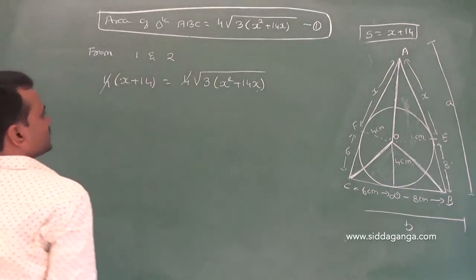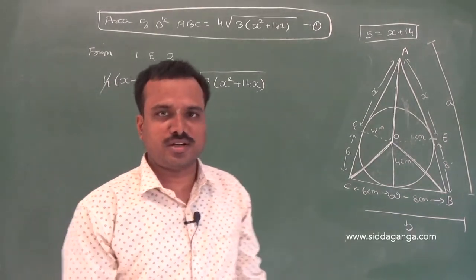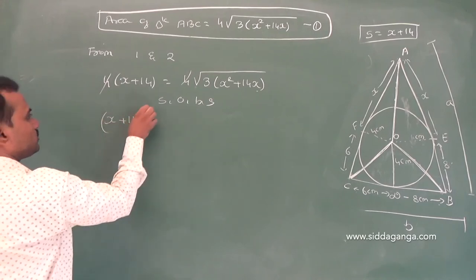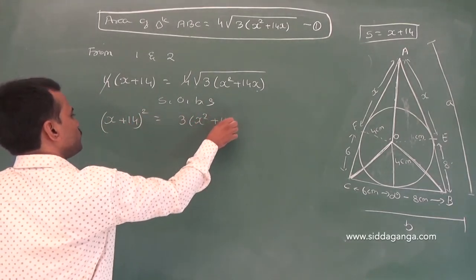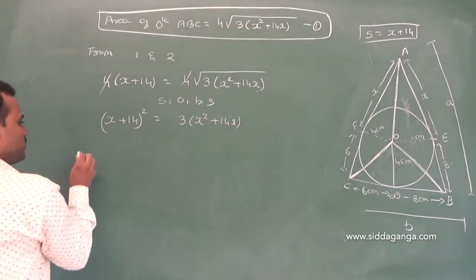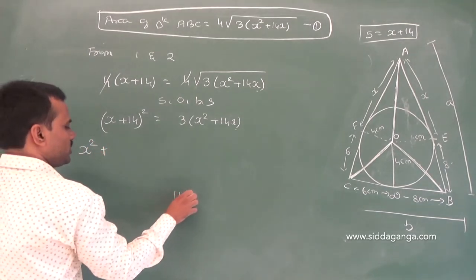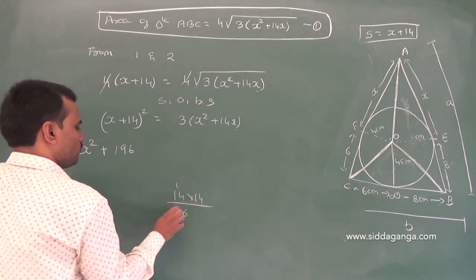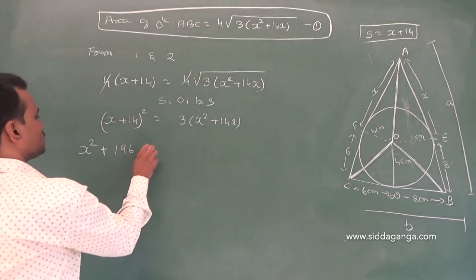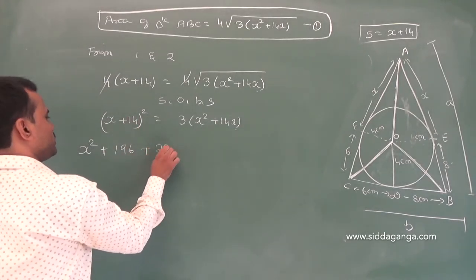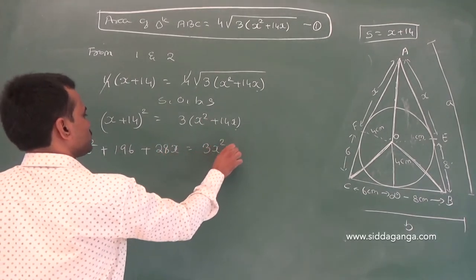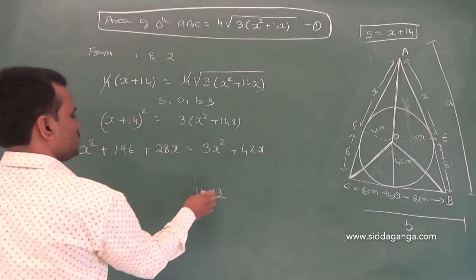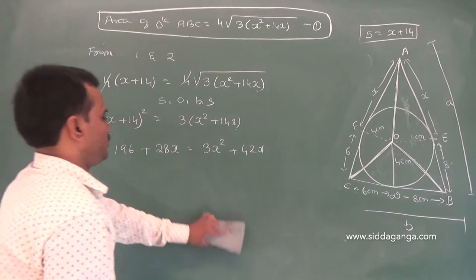Okay, 4 gets cancelled. To remove the square root, squaring on both sides. x plus 14 whole square equals 3 into x square plus 14x. It is in the form of a plus b whole square: x square, 14 square is 196, correct? Plus 2ab, 2 into 14 means 28x. And 3x square plus 14 threes are 42x, correct?